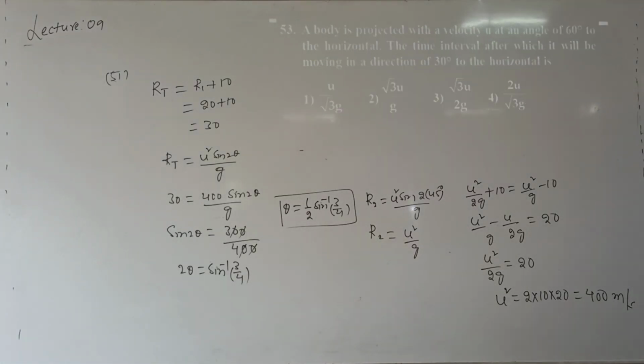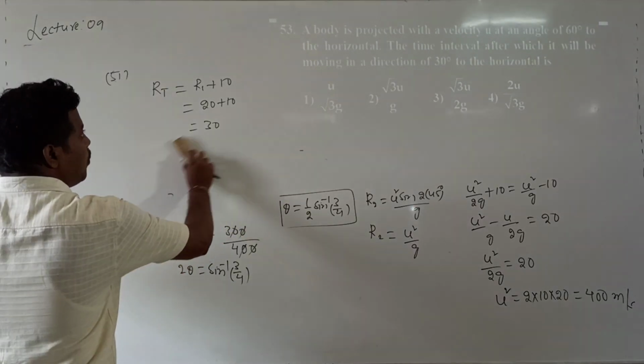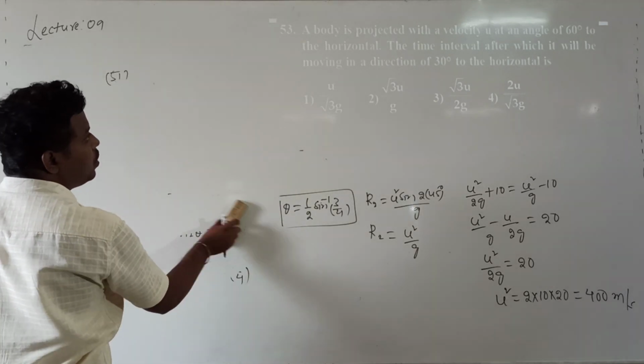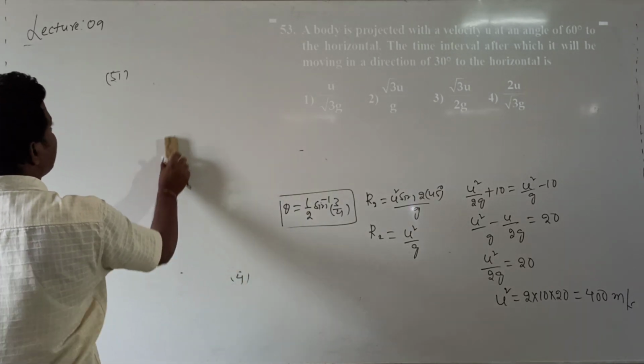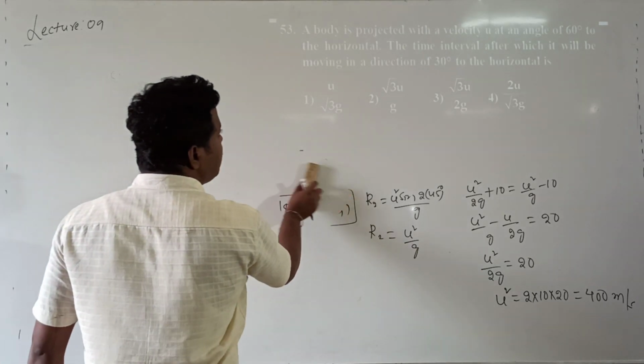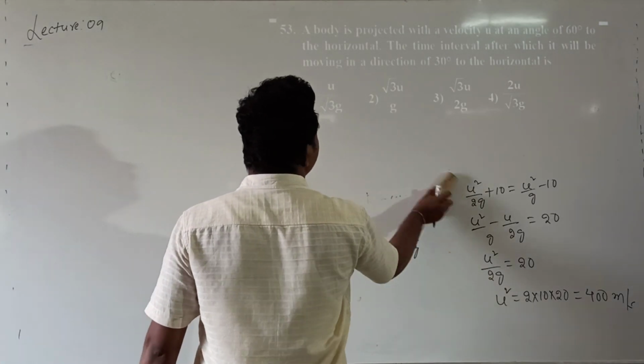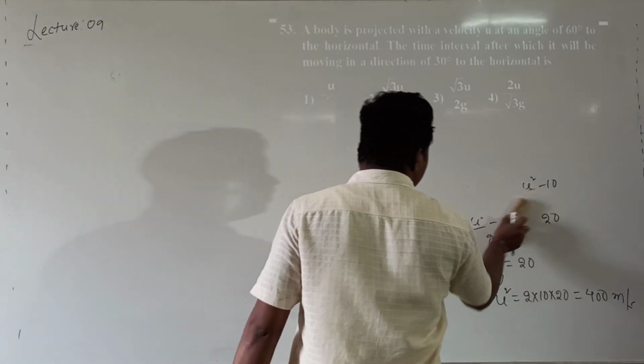Next one. Question number 53. A body is projected with a velocity u at an angle of 60 degrees to the horizon. The time interval after which it is moving in a direction 30 degrees to the horizon.